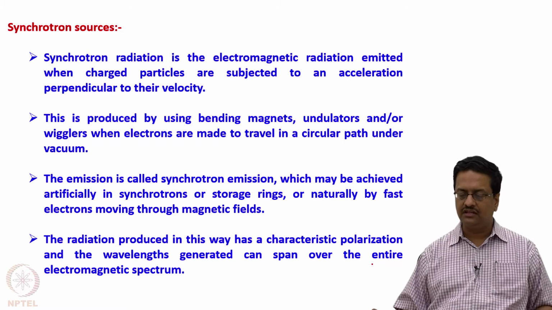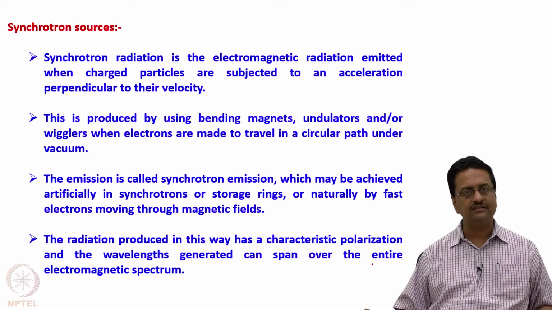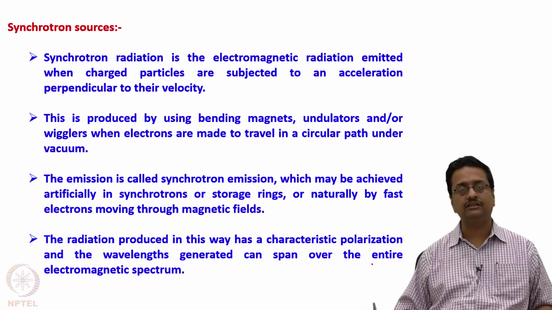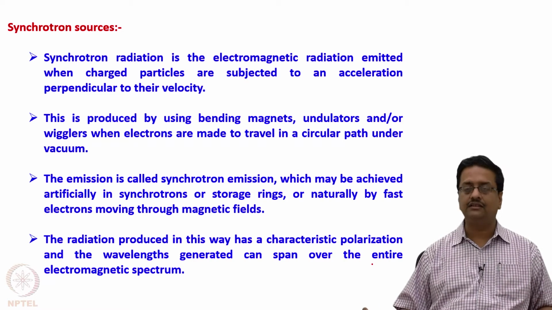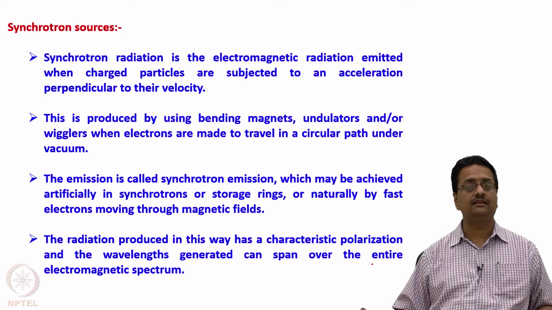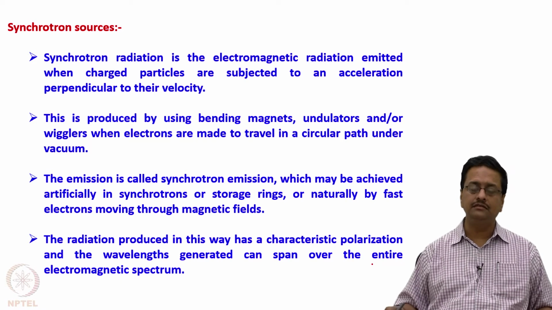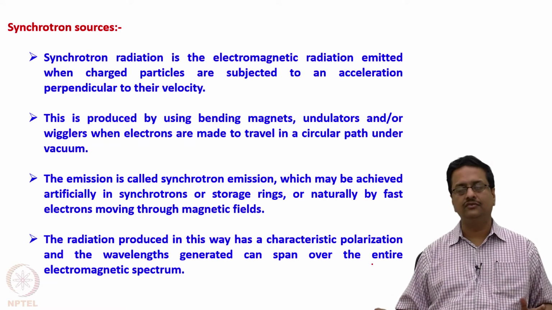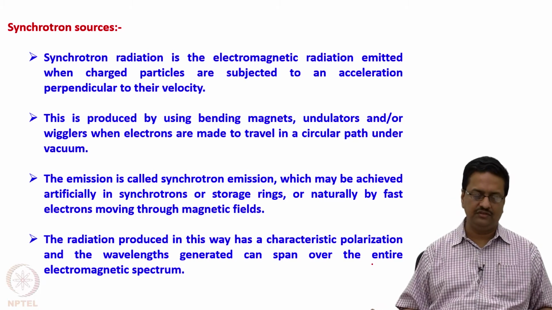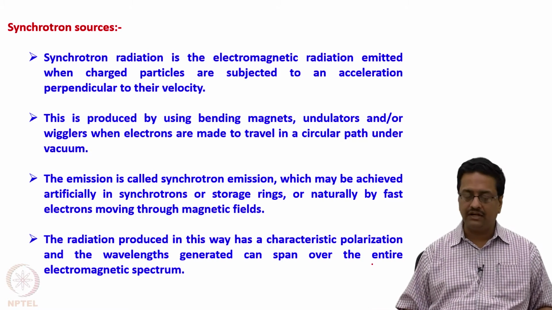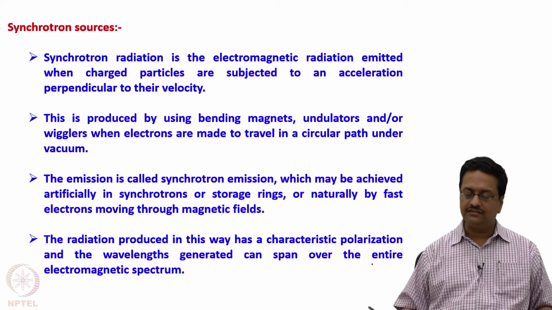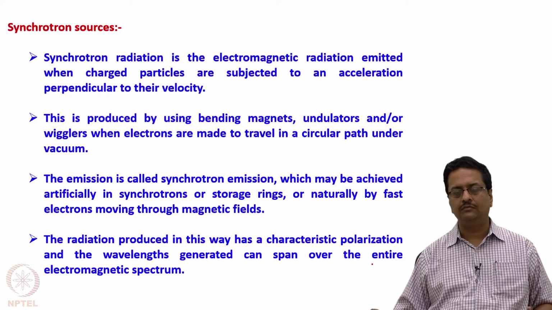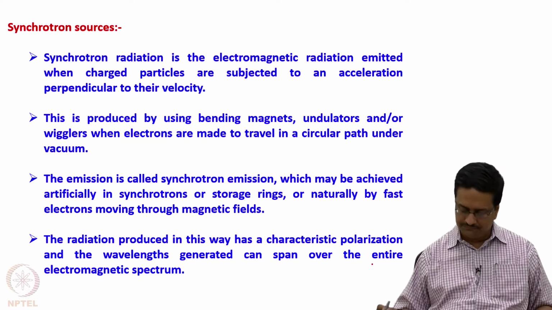The radiation produced in this way has characteristic polarization, and the wavelength generated can span over the entire range of the electromagnetic spectrum, depending on the strength of the magnets or undulators or wigglers that are used to bend the highly accelerated electrons. So one can do experiments in the UV region, in the visible region, in the IR and so on, and for X-rays we use these synchrotron facilities in the range of about 0.2 to 0.3 angstrom to 1.8 to 2 angstrom wavelength region.